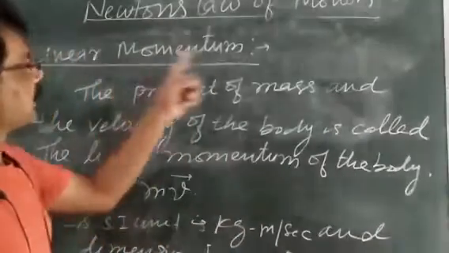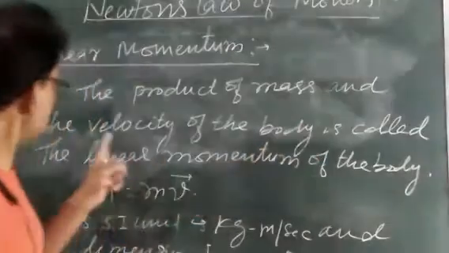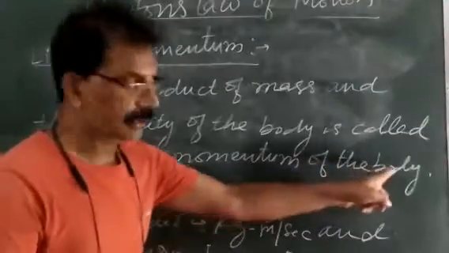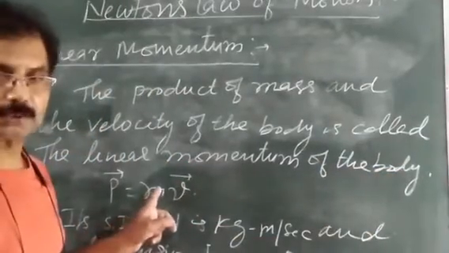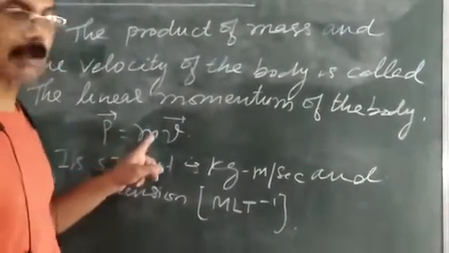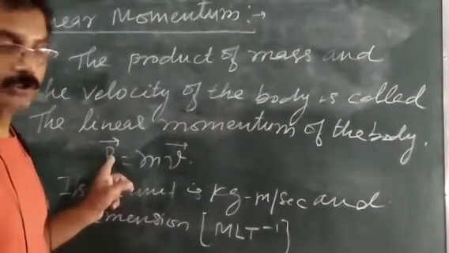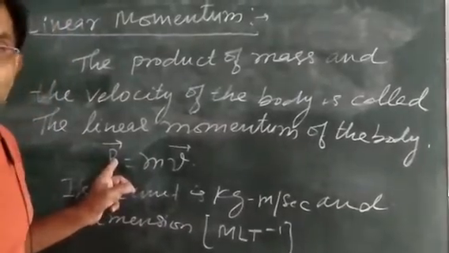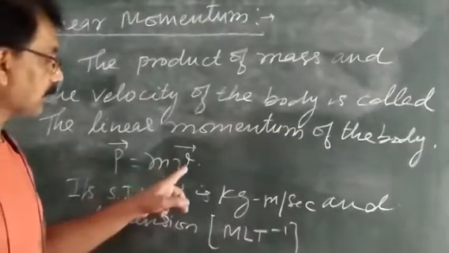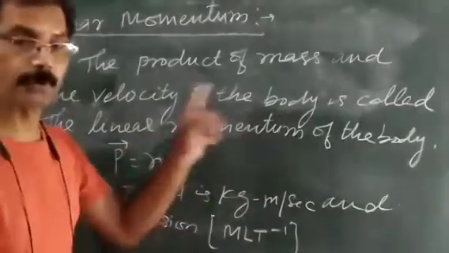Next topic is linear momentum, and by definition, the product of mass and the velocity of the body is called the linear momentum of that body. Suppose a body of mass m is moving with velocity v, then its linear momentum is given by p is equal to m into v. And remember, this momentum is a vector quantity, so it has both magnitude as well as direction. Magnitude is equal to the product of the magnitudes of mass and velocity, and the direction of this linear momentum is the same as the direction of motion of the body.